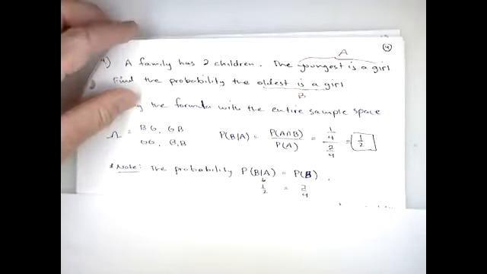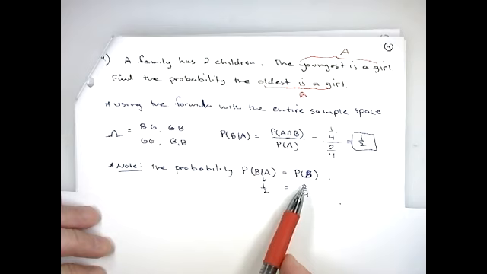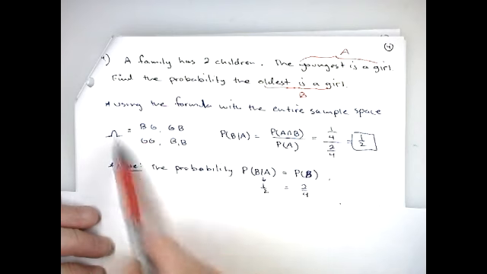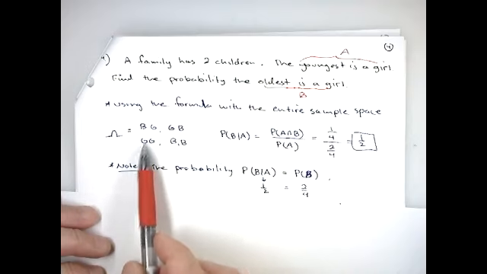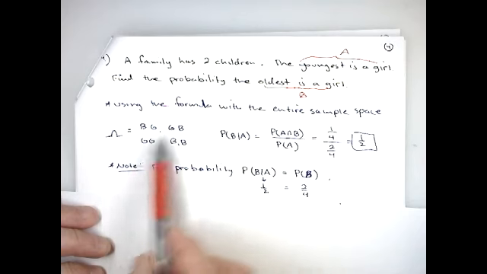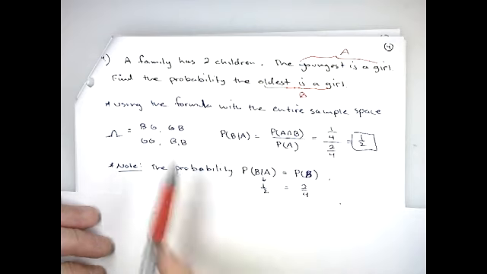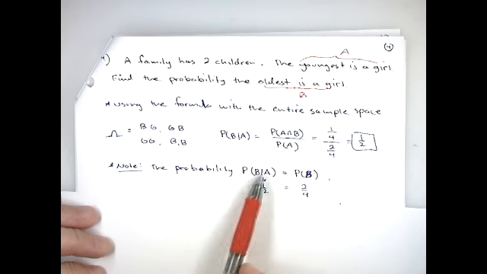Now something to note here is the probability of B given A, this 1/2, really is, if you think about it, just the same as the probability of B. In other words, if someone just said a family had 2 children, find the probability that the oldest is a girl, you would have written out these 4 entries in your sample space, and the oldest being a girl would have been the firstborn. That would have been these 2, right? And that's 1/2 as well, right? That's 2/4, which is exactly what came out as the probability of B given A.